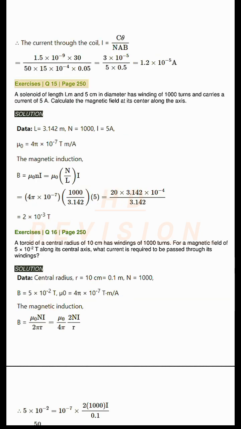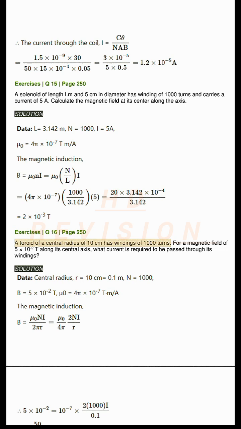Exercises Q15, page 250. A solenoid of length L m and 5 cm in diameter has winding of 1000 turns and carries a current of 5 A. Calculate the magnetic field at its center along the axis. Solution. Exercises Q16, page 250.